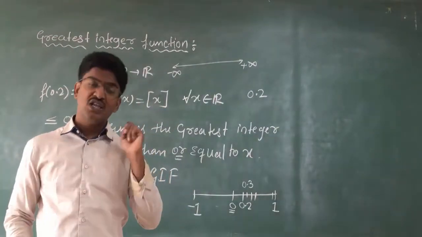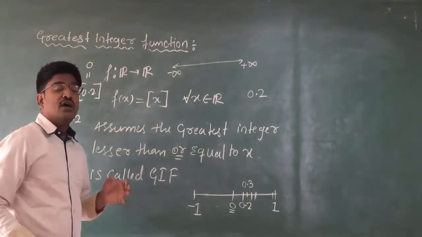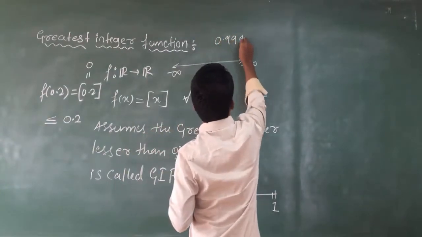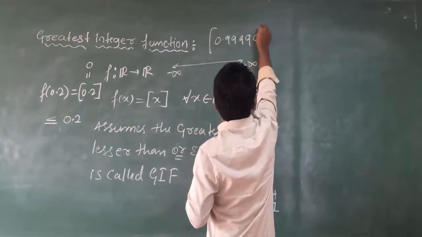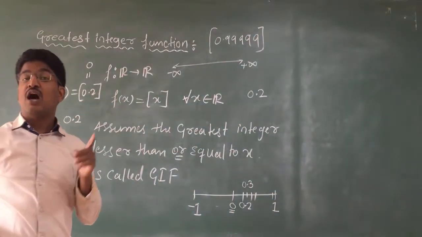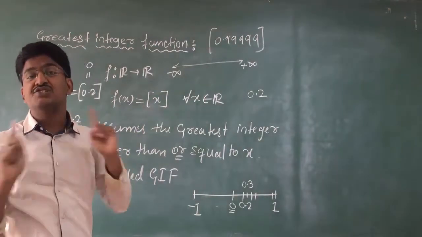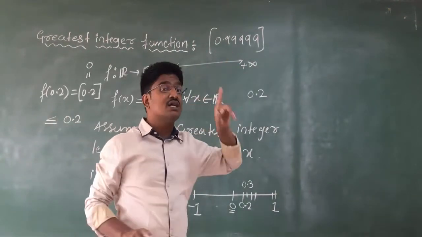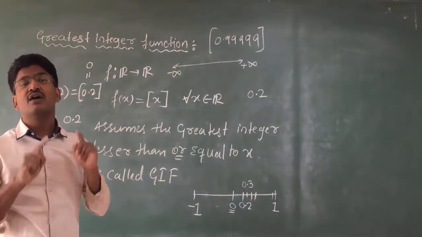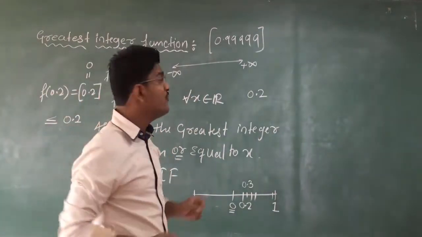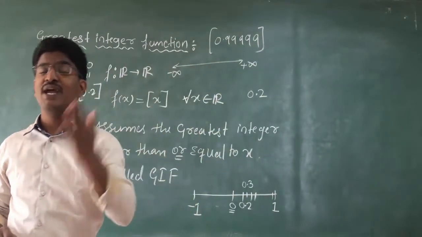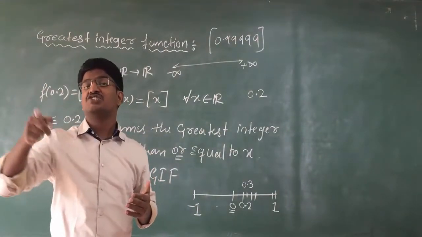Because what does the greatest integer function tell? Whenever you take 0.99999 and calculate the greatest integer, if you are calculating the greatest integer, approximately equal to is different. This is approximately equal to 1, but I am not asking approximately equal to. I am asking the greatest integer value of 0.99999. There is a difference between approximate value and greatest integer value.